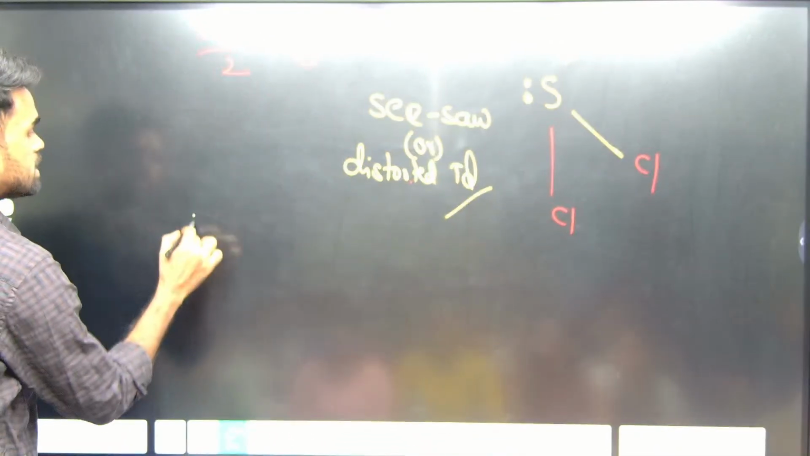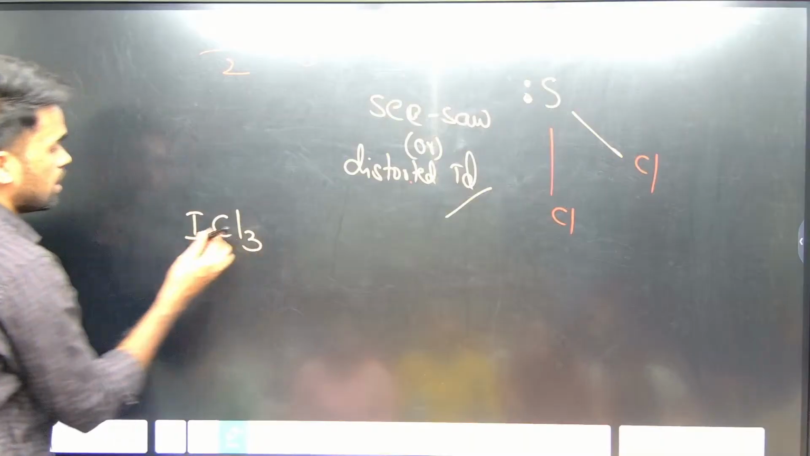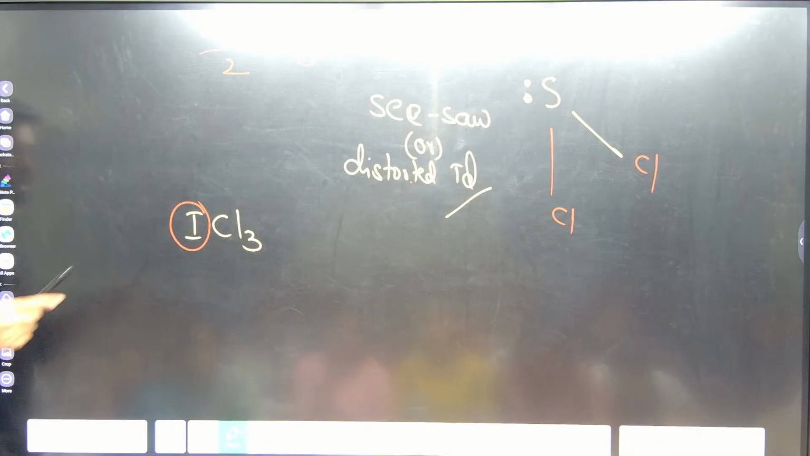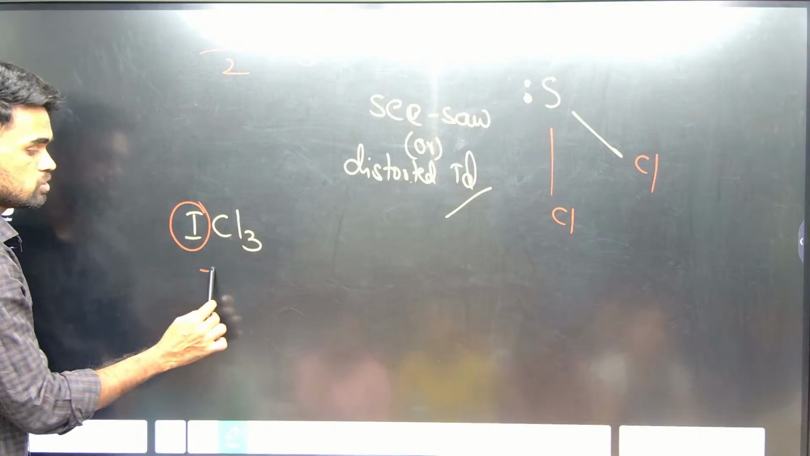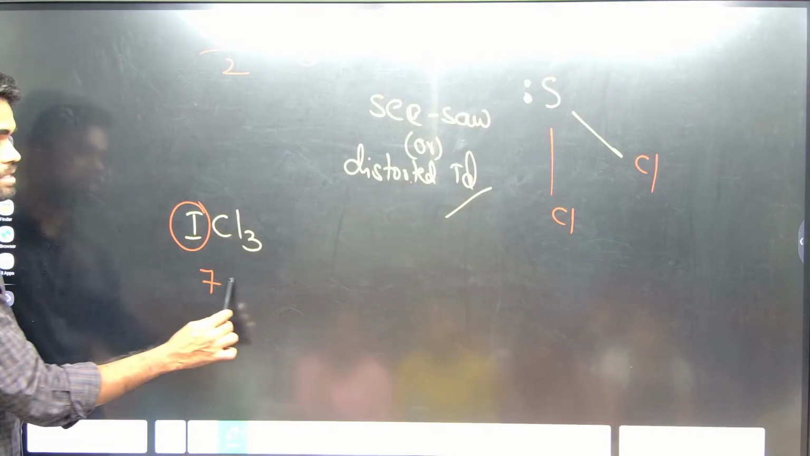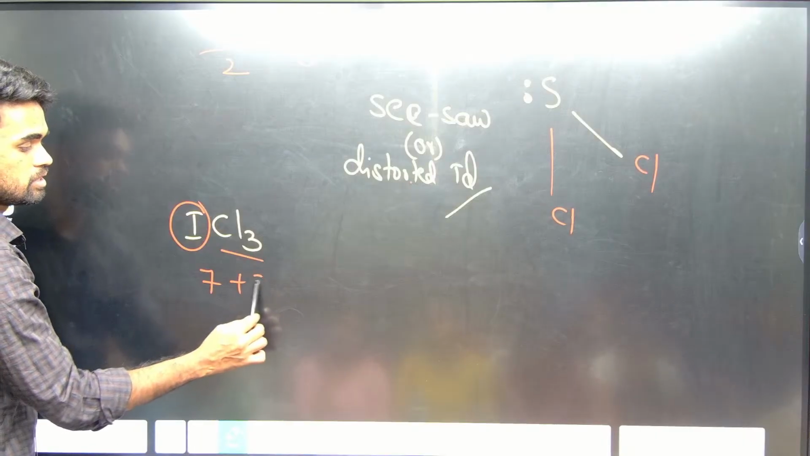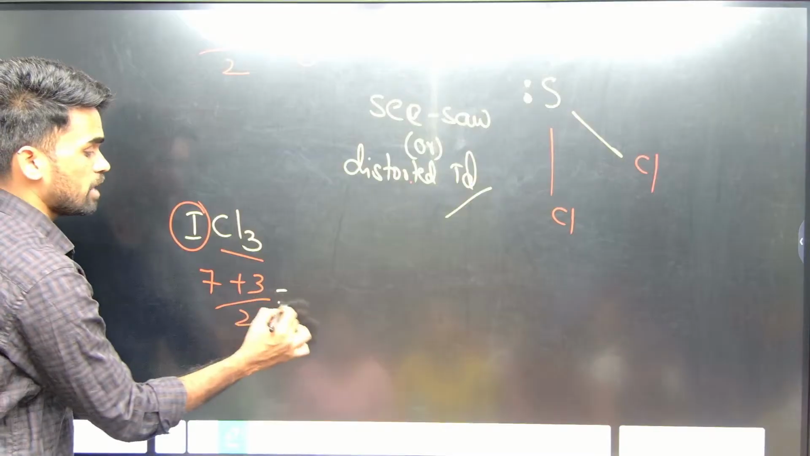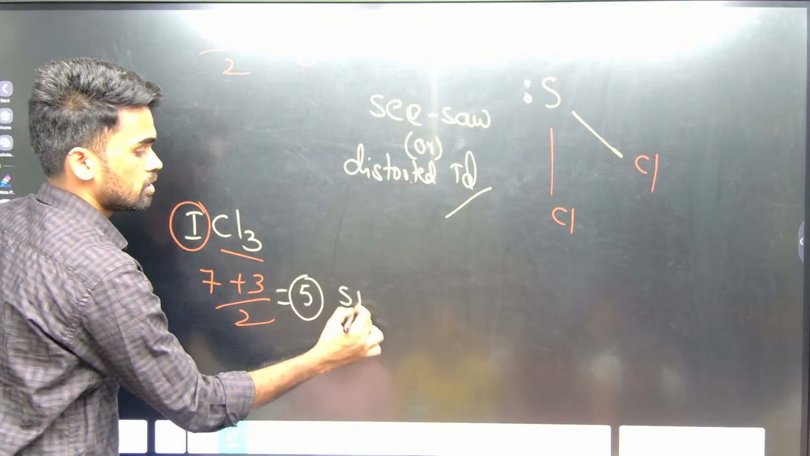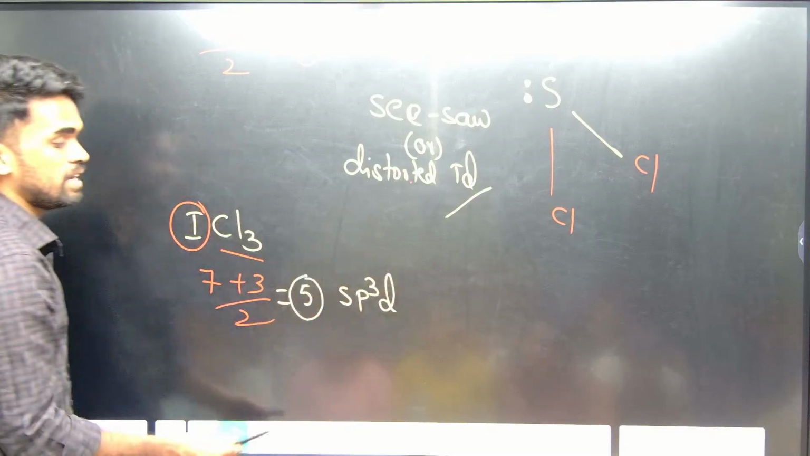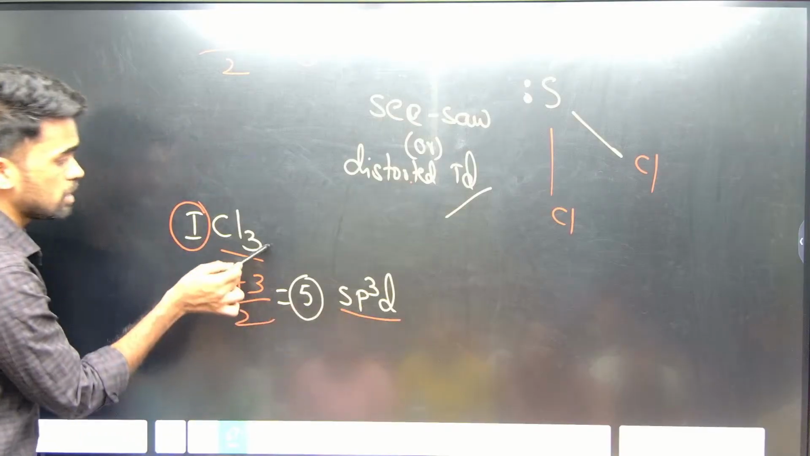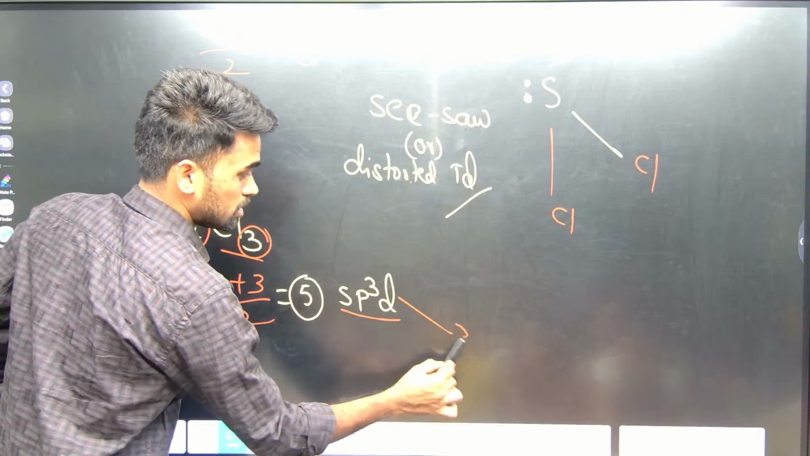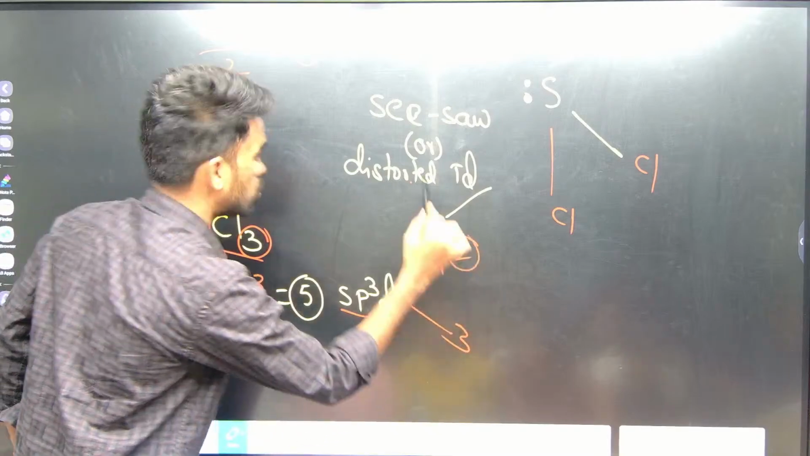Take this ICl3. I belongs to which group? 17. Boys, please participate. I belongs to which group? 17. So 7 valence electrons plus how many surrounding atoms? 3, divided by 2. Now tell me. 10 by 2, 5. So 5 means again sp3d. If it is sp3d hybridization, how many bond pairs are there? 3. So out of these 5, 3 are bond pairs and 2 are lone pairs.